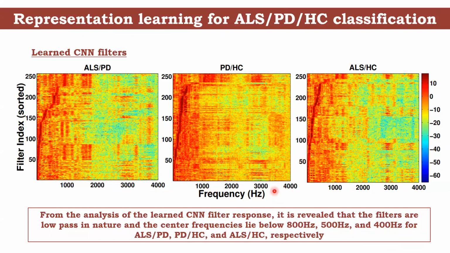In fact, in particular, here we note it down, right? For the first test, which is ALS versus PD, it goes a little more, I'll say, up to 800 Hertz. But for PD versus HC, up to 500 Hertz only, the max, the filter with the max centroid of the spectrum is at 500 Hertz. Similarly, for ALS versus HC, it is up to 400 Hertz. So there must be something in the spectrum in the very low frequency range that is good enough to tell the discrimination between ALS and HC.